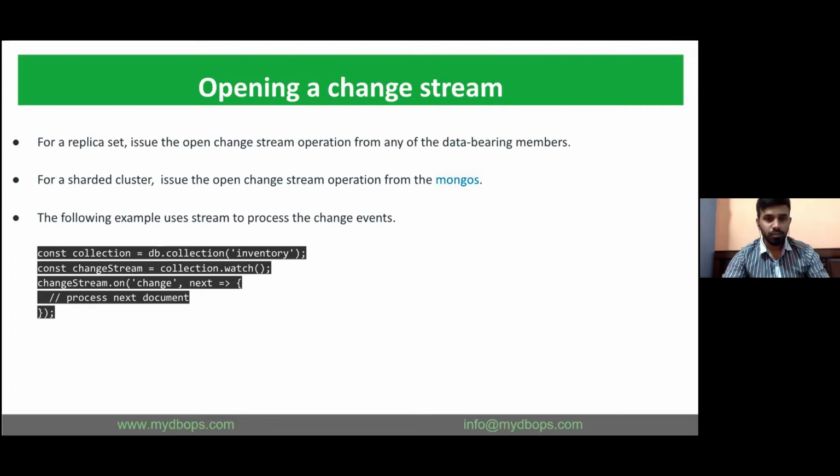In the following example, you can see how to enable a change stream. In this particular line, we are enabling change stream on a collection called inventory. The second line is the most important thing to enable: changeStream equals collection.watch is the command that is used to enable change stream. And the next two lines are processing the next document, as it says.